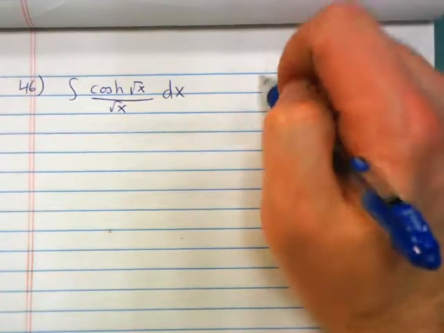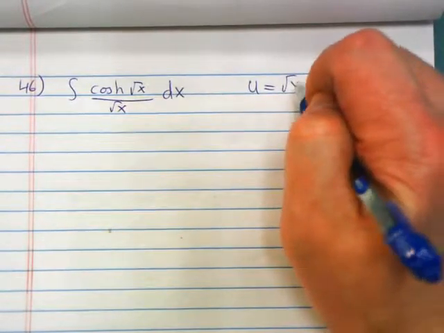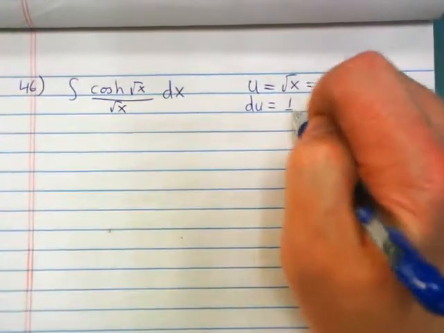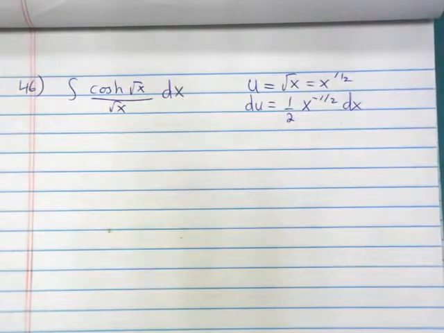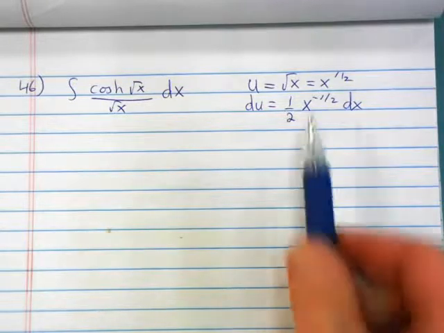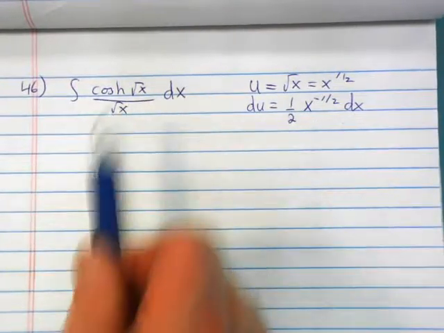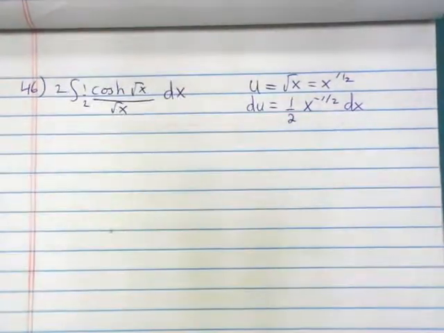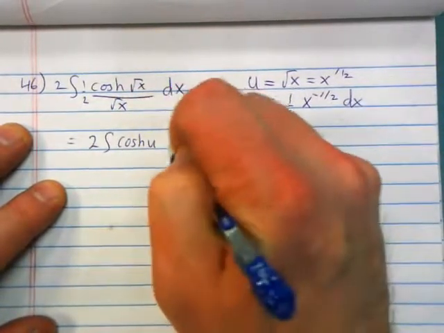It's almost always u substitution. u is square root of x, which is x to the 1/2. So du is 1/2 x to the minus 1/2 dx. Does that help? Yeah, it helps very much because this x to the negative 1/2 is the same as that square root of x on bottom, except I need a 1/2. So there's my 1/2 and there's my 2. So I get 2 integral hyperbolic cosine u du.